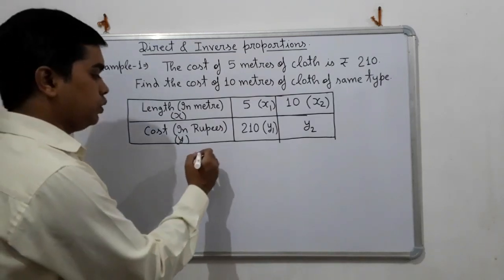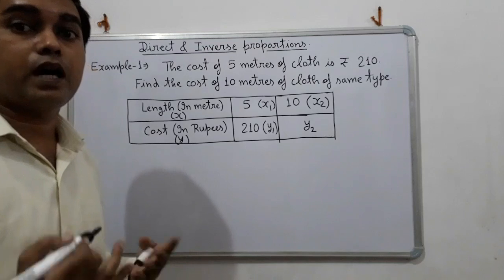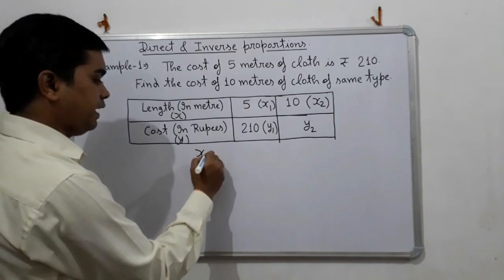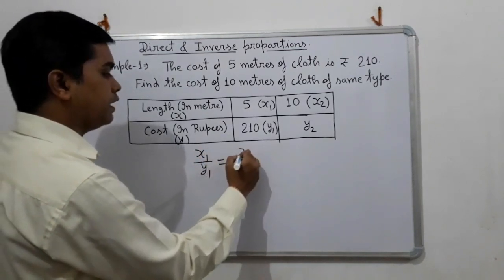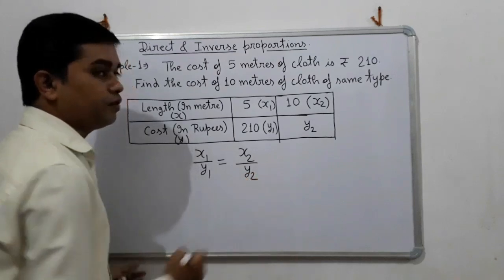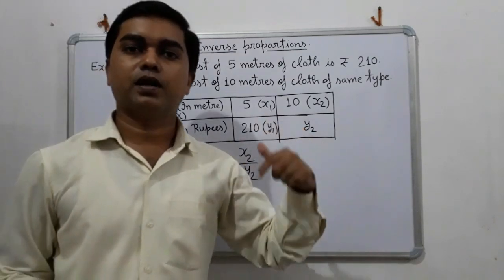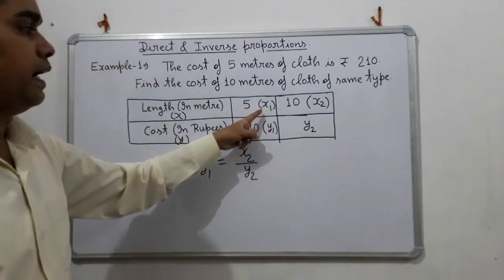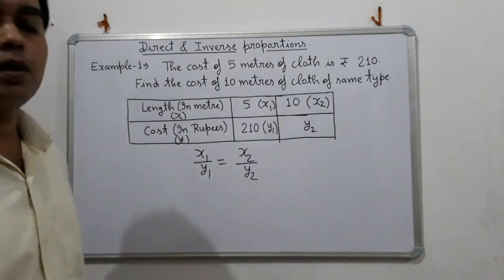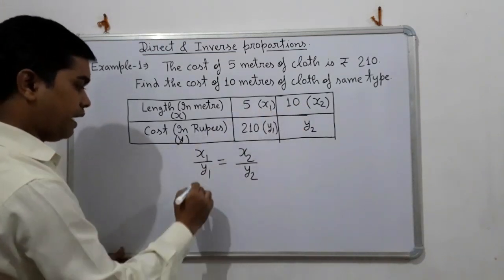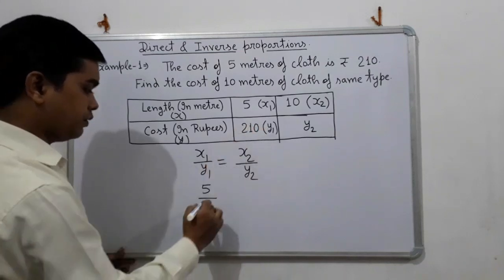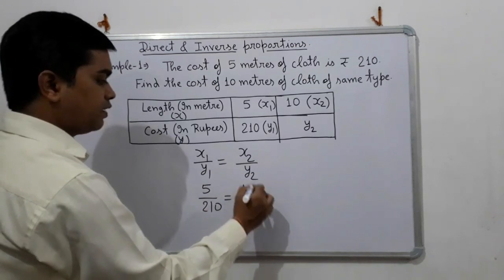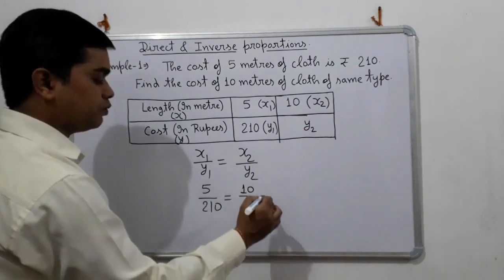And I have told you for direct proportion क्या होता है, ratios are equal, means x1 upon y1 will be equal to x2 upon y2. I have told you x upon y is equal to constant for direct proportion. So here you will write x1 upon y1 is equal to x2 upon y2. Now put the values. Value of x1 is 5 and value of y1 is 210. And similarly value of x2 is 10 and value of y2 you have to find. So write here y2 only.